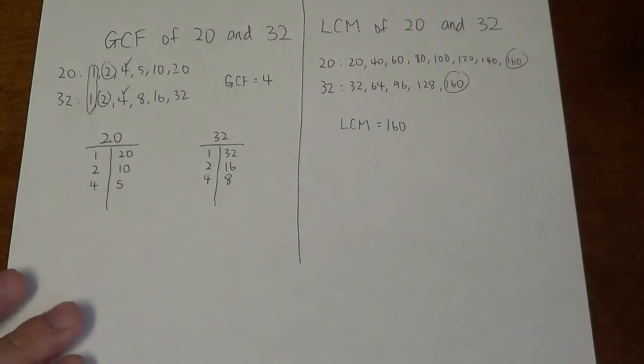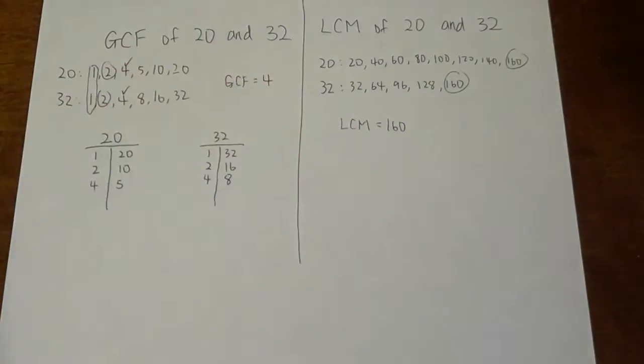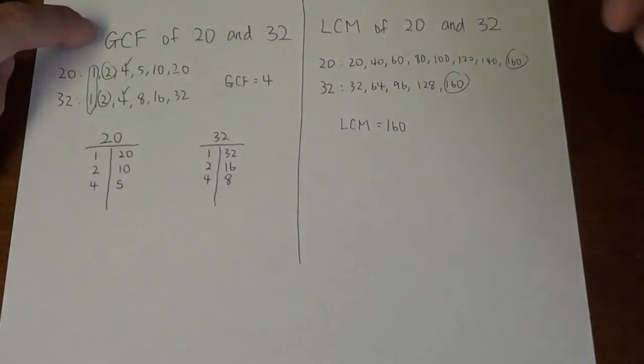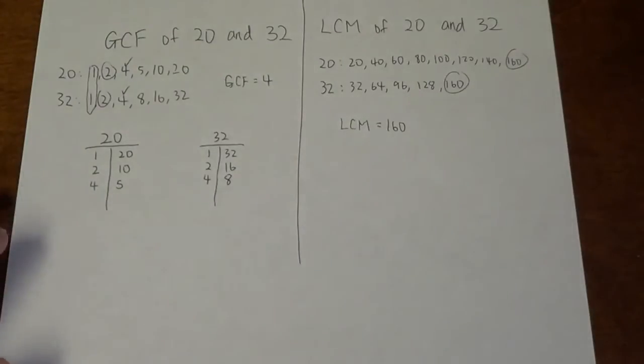So this is where the factor tree comes in. We're going to review how to use the factor tree in a second, but the factor tree is very beneficial because it breaks the number down into its prime factors, and by doing that we can find the greatest common factor and the least common multiple using those prime factors.